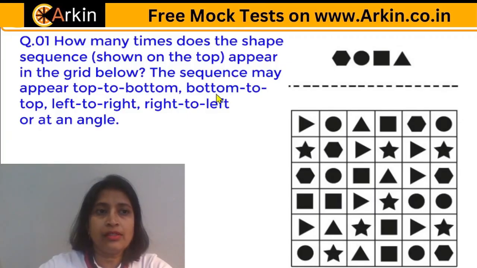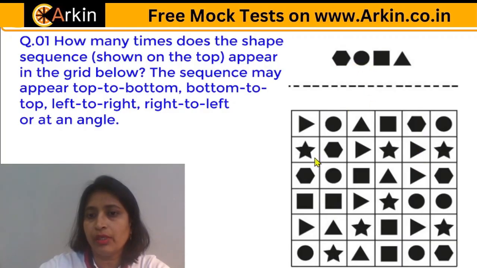So this is the first question. The question says: how many times does this shape sequence appear in the grid below? The sequence may run top to bottom, bottom to top, left to right, right to left, or at an angle. To find out, let us first find where the hexagon is. It says here first, but it's the second part. This is triangular, which is not in the question, so it will not be possible. Here there is a circle, but that will not be possible either. But top to bottom will be possible.